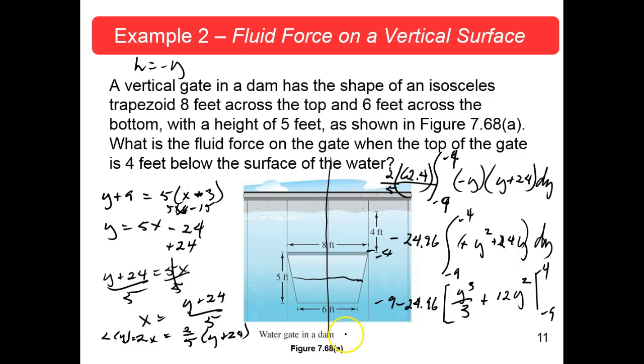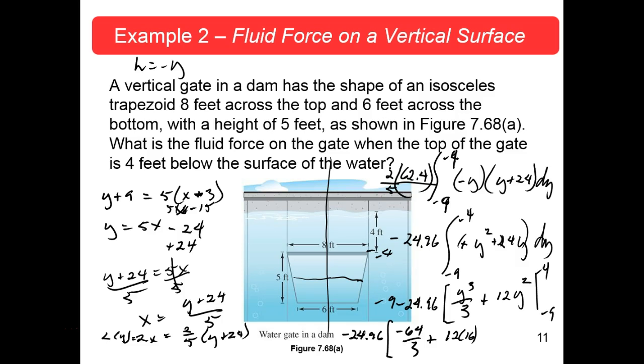So this is -24.96 times... okay, whoa. If you've got a calculator, do the math here. -4 cubed is -64, if I'm not mistaken, divided by 3, plus 12 times 16. I'm going to let you figure out what that is, okay?